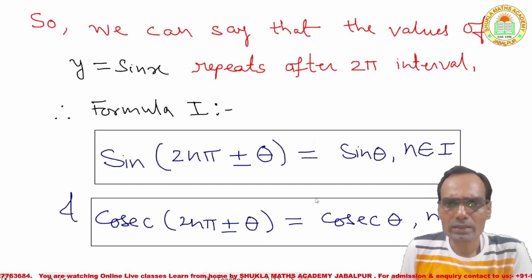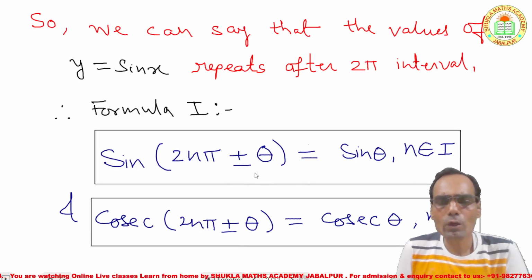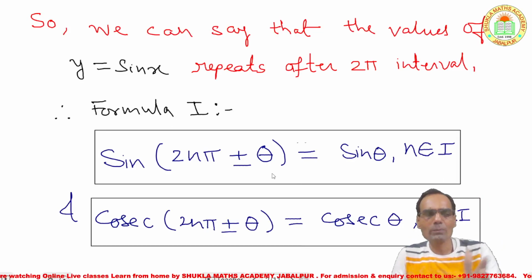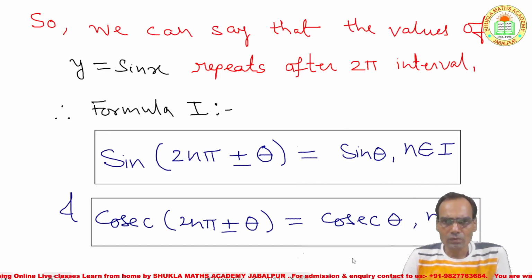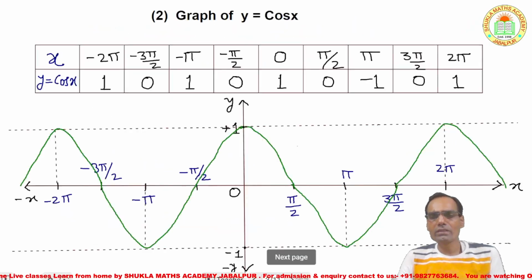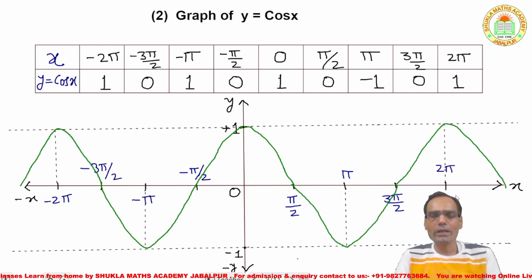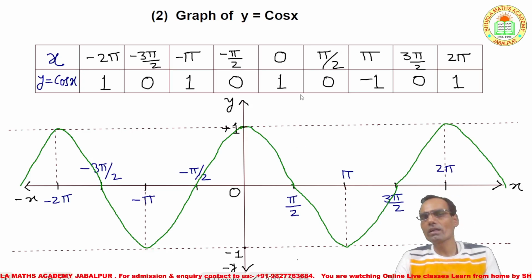You can take also here some examples, but we will solve some problems after the explanation of the graphs, right? And similarly, now the next graph is y equal to cos x. That is the second one, the graph of y equal to cos x. So now see that the table is similar, only the values are changed.